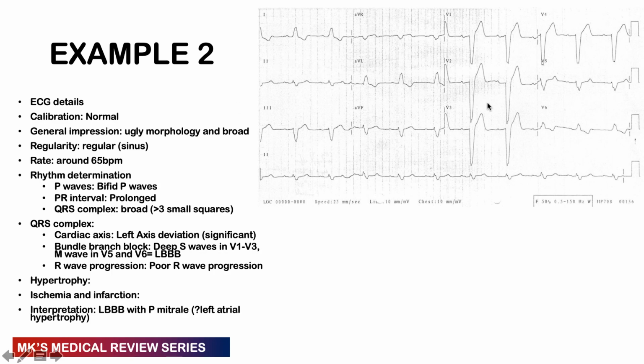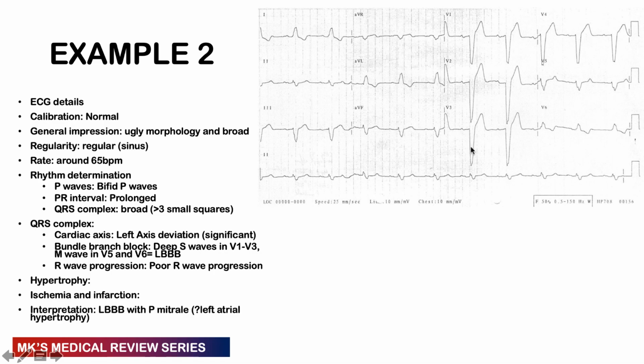We look at our QRS complexes. They are broad QRS complexes. We check our cardiac axis. Lead 1 is facing upwards, lead 3 is facing downwards, lead AVF is facing downwards, lead 2 is also facing downwards, so this is predominantly the left axis deviation. It's quite significant. We look for the presence of any bundle branch blocks. In V1, V2, you have these deep S waves.